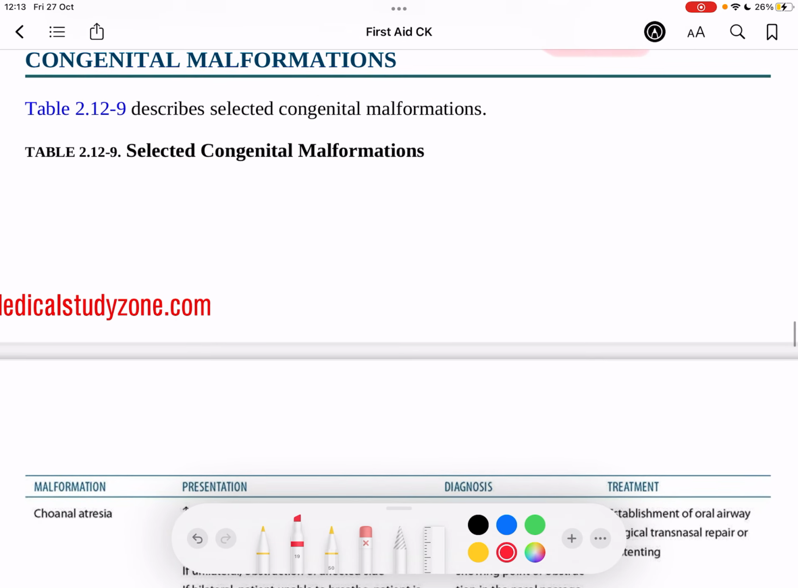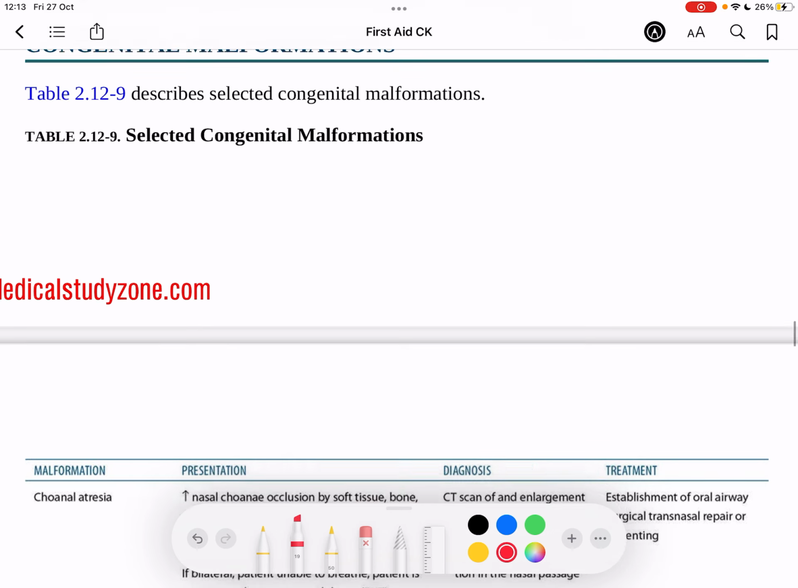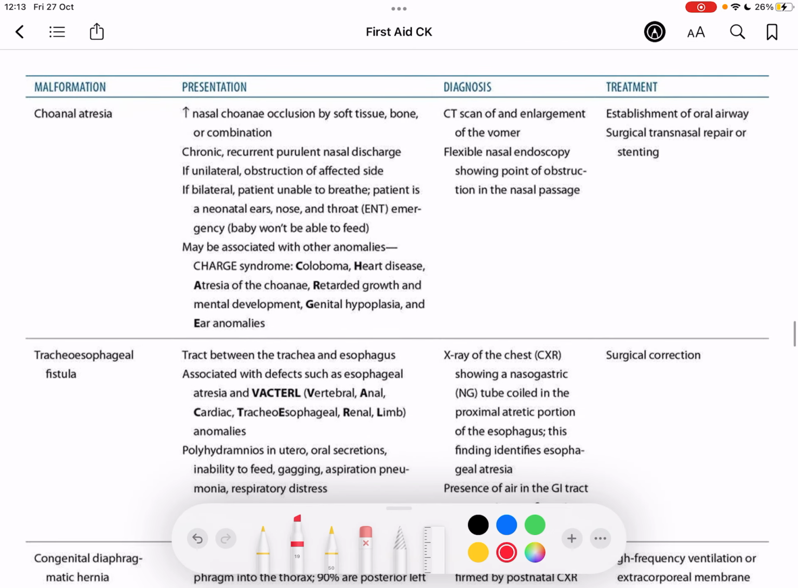So now let's discuss some congenital malformations. We're going to be looking at choanal atresias, VACTERL-based syndromes like tracheoesophageal fistulas, amongst many other things, okay? So we'll start off with the choanal atresia. Choanal atresia is essentially an occlusion in the nasal choanae, okay?